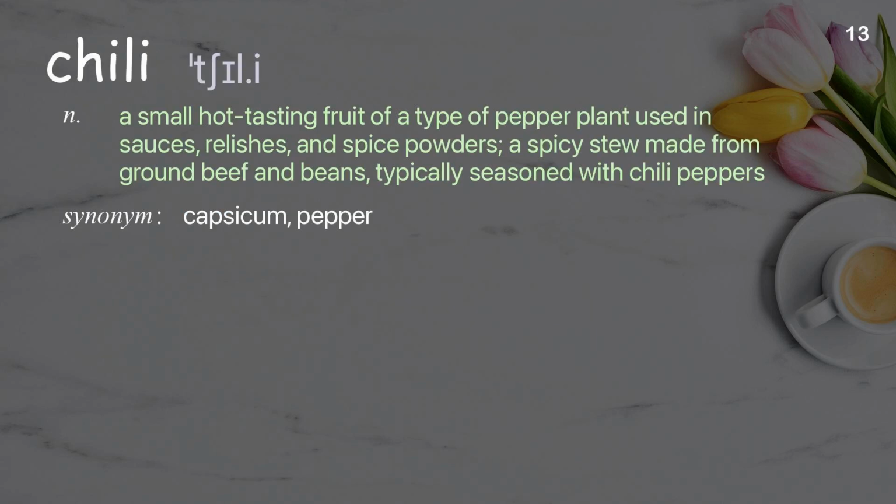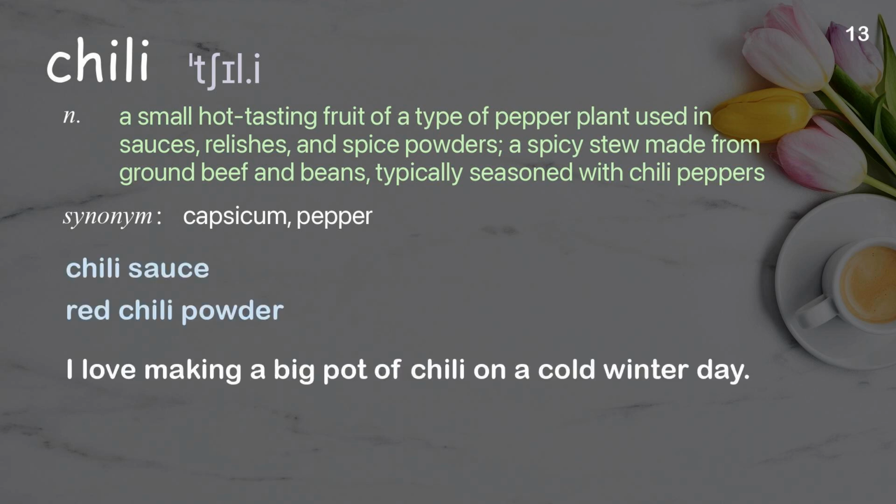Chili. A small hot-tasting fruit of a type of pepper plant used in sauces, relishes, and spice powders; a spicy stew made from ground beef and beans, typically seasoned with chili peppers. Examples: Chili sauce. Red chili powder. I love making a big pot of chili on a cold winter day.